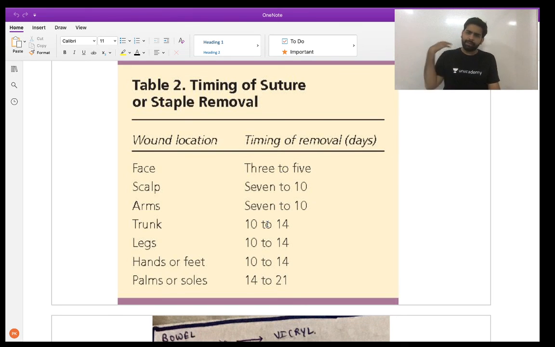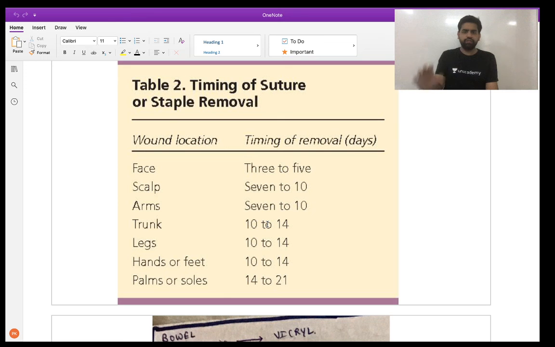About the trunk, that is the back and everything, 10 to 14 days. And the palms and the soles, it is okay, 14 to 21 days. In the face, it is 3 to 5 days. Indirectly, how can they ask you? They can ask you when will you remove the suture after the cleft lip repair. So after the cleft lip repair, you remove the sutures within 3 to 5 days. Okay. So please understand this.